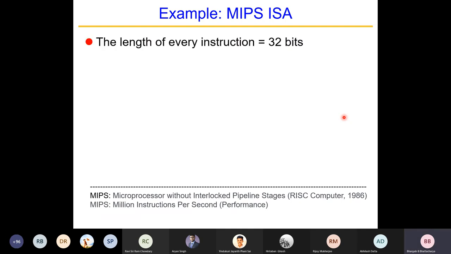Okay. Now let us focus on this MIPS assembly language that you would be working on in your lab course also. So here there is a lot of uniformity. The length of every instruction, so we are talking about the number of bits present in each instruction. The length of every MIPS instruction is 32 bits. So it's uniform. Whether it is an add instruction, branch instruction, or load instruction, everything is accommodated within 32 bits.